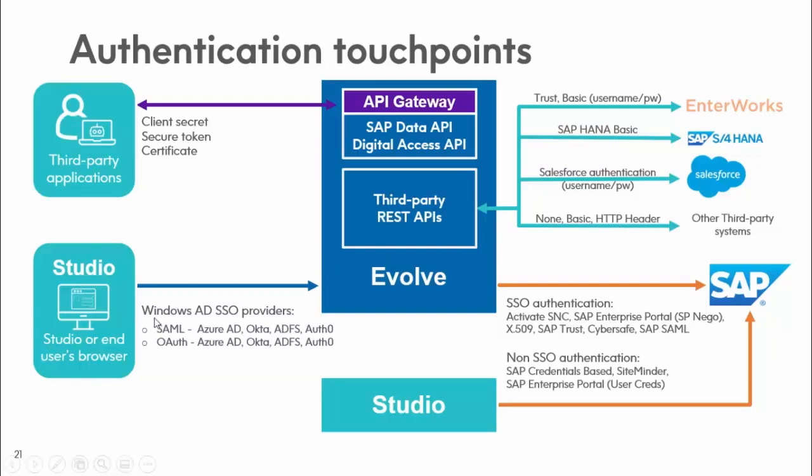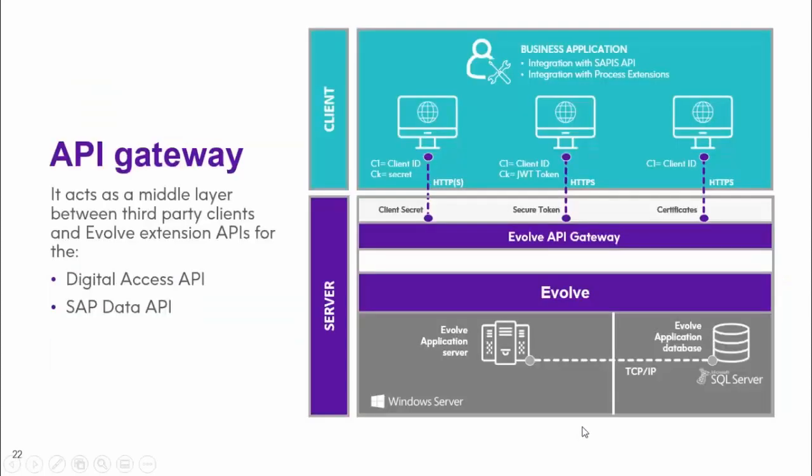Studio will still authenticate the way it does to Evolve. And when you're running, the runner will also authenticate to the SAP system through all the mechanisms we've had previously. And it's just a pictorial view from the different types of applications that might be calling in, again, for the Digital Access API or SAP Data API. We've got a gatekeeper here to make sure that everything is secure. So client secret, secure token, or certificates. And that has to pass the test, or they can't get to anything on the Evolve site.